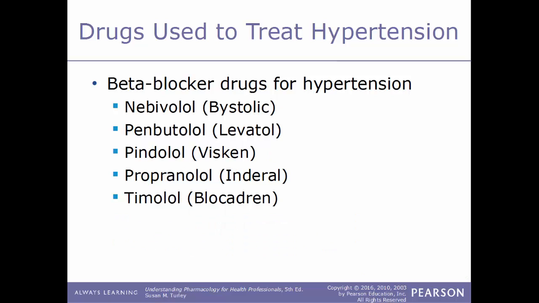Other examples of beta blockers: nebivolol, sold under the name Bystolic; penbutolol, sold under the name Levatol; pindolol, sold under the name Visken; propranolol, which is one we'll talk about a little bit more here in a few minutes, sold under the name Inderal; and timolol, sold under the name Blocadren.